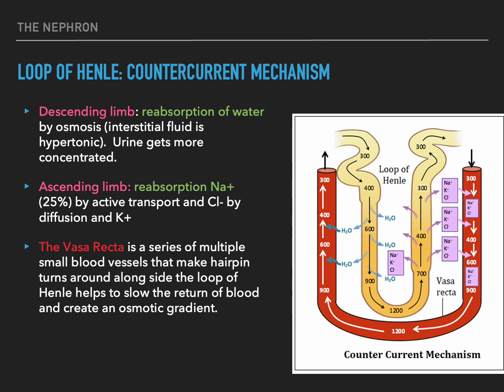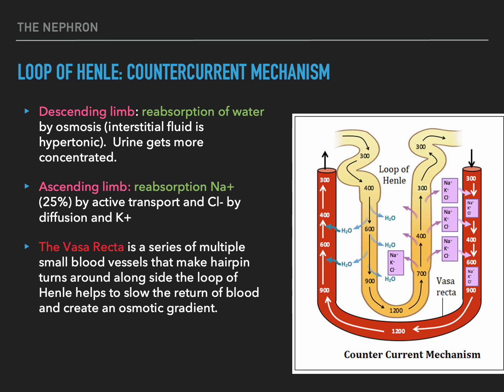Now look over at the ascending limb, and you'll notice that this is a primary site for the reabsorption, meaning it's going from the urine to the blood, reabsorption of sodium, potassium, and chloride. And this is done via active transport mechanisms in the wall of the renal tubule. And more specifically, the sodium reabsorption is the active transport, and the chloride and the potassium are by diffusion.